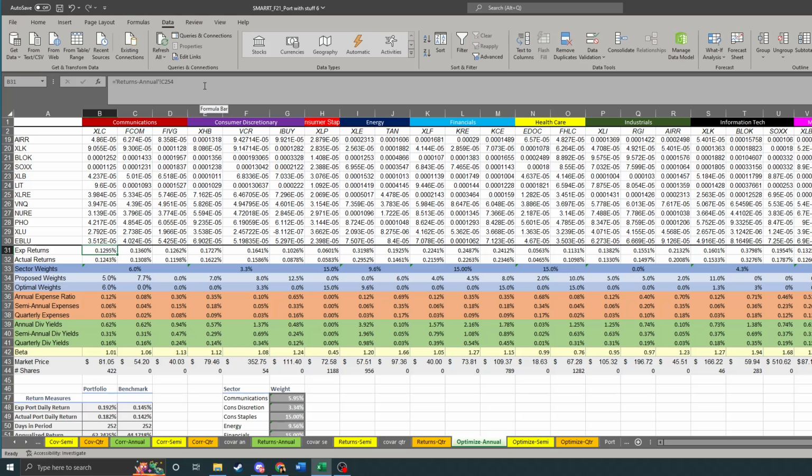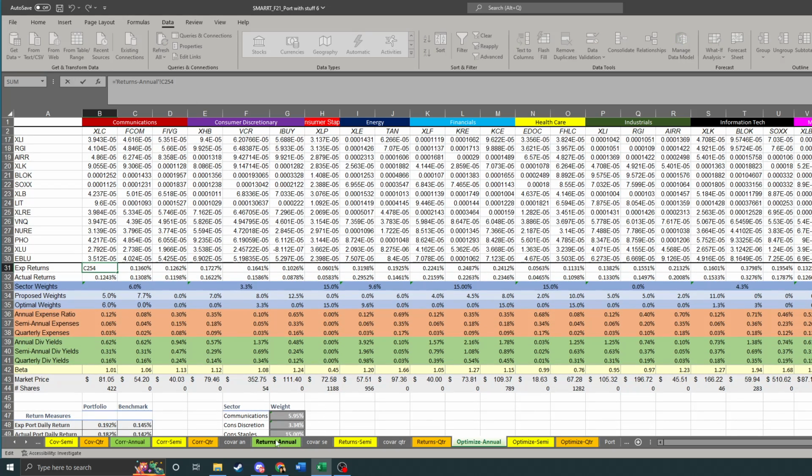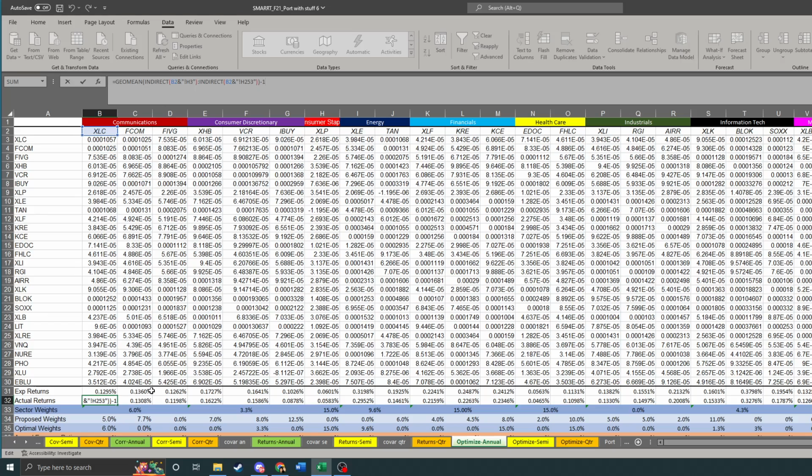Anyway, to get the expected returns, you just go to returns annual, so that's just referencing this, and then referencing each specific ETF. And then the actual returns is the geometric mean of, it's basically using the calculations that you did manually that are the geometric mean, I believe.